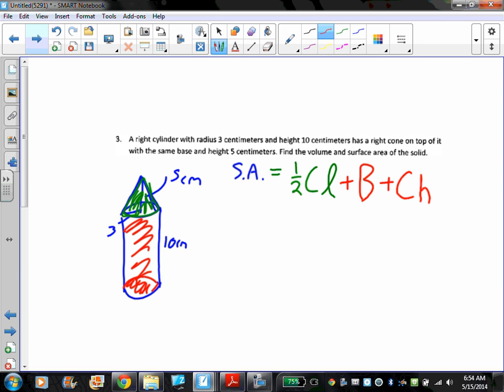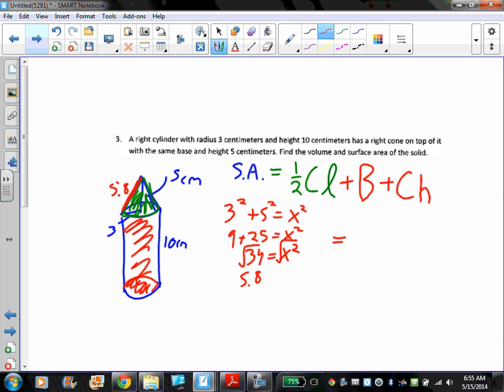So part of what we can do is use the Pythagorean theorem to figure out what the slant height is. So we'll have 3 squared plus 5 squared equals x squared. That's 9 plus 25 equals x squared. 34 equals x squared. Take the square root of 34, and we get 5.8 or so. So that is a length of 5.8. And we'll just include the circumference and the base in our calculations.